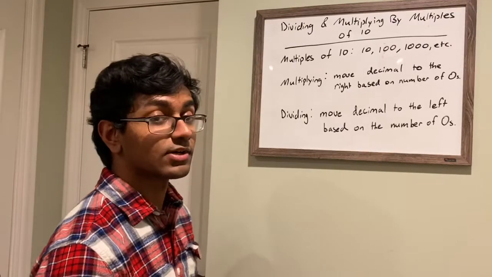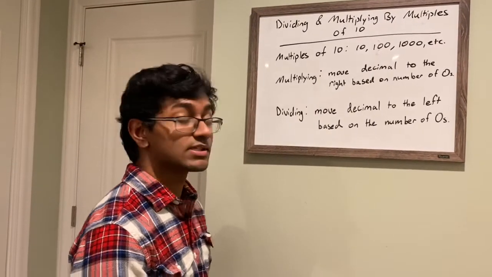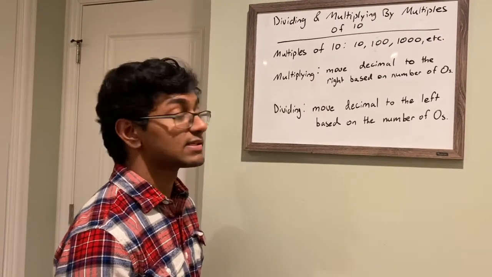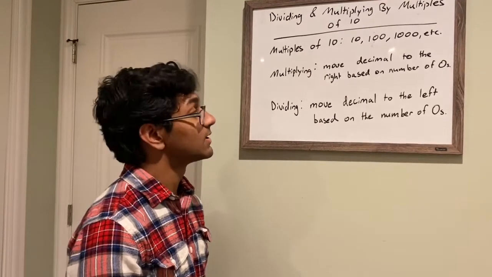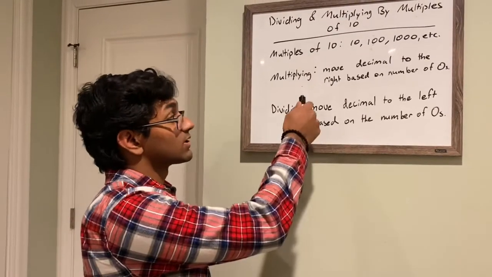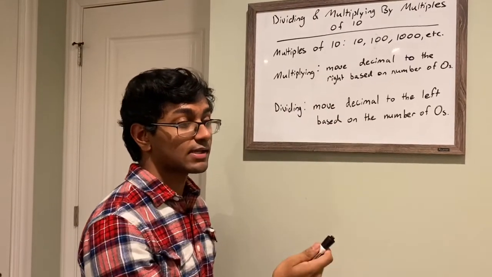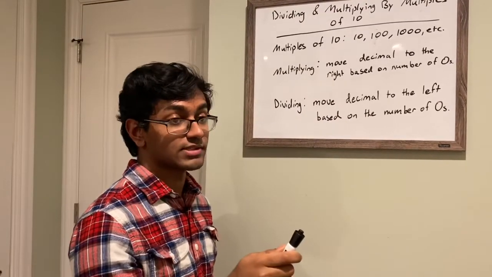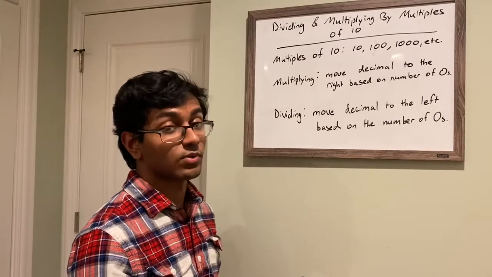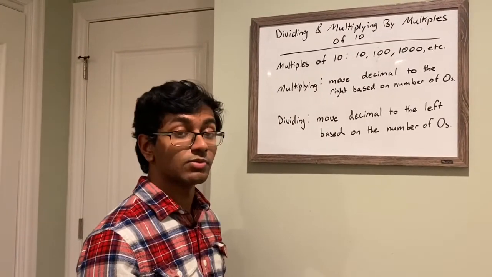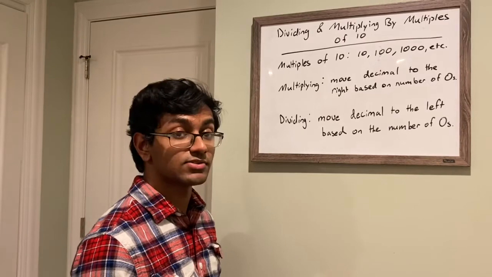So a neat little trick when multiplying and dividing by decimals is that you move the decimal place based on the number of zeros you're dividing by. So basically when multiplying, you move the decimal to the right based on the number of zeros. So if you're multiplying by 10, you move the decimal to the right one place because there's only one zero. If you're multiplying by 100, you move the decimal to the right two places because there's two zeros.